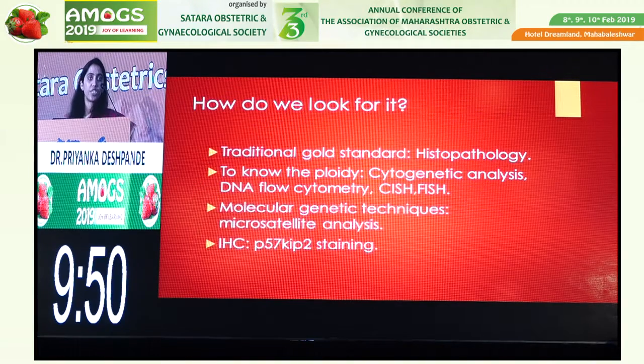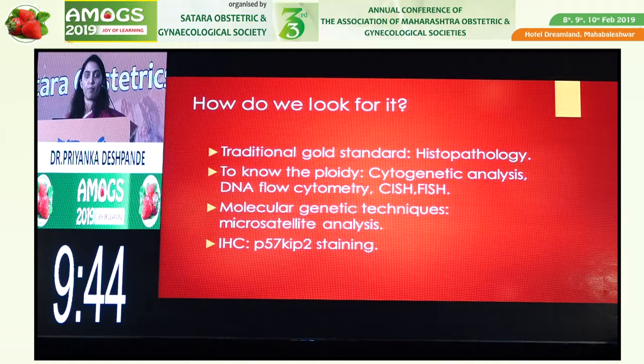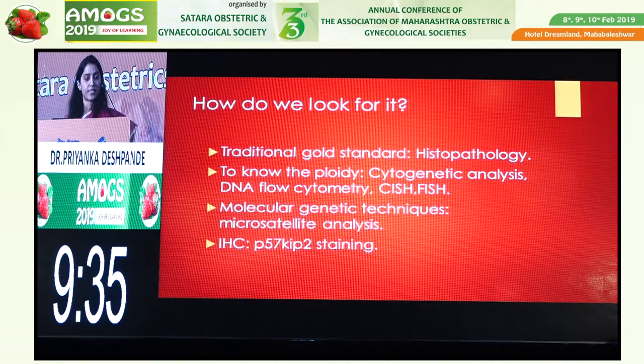So when we do this genetic testing, how do we look for it? This is a very practical question that yes, I have done suction evacuation, I have a sample. Now how do I process this sample and where do I send it to? So the traditional gold standard was yes, histopathology. We would send this to the pathologist and they would give us a diagnosis, whether it was a complete or a partial mole. But now we have got better techniques.